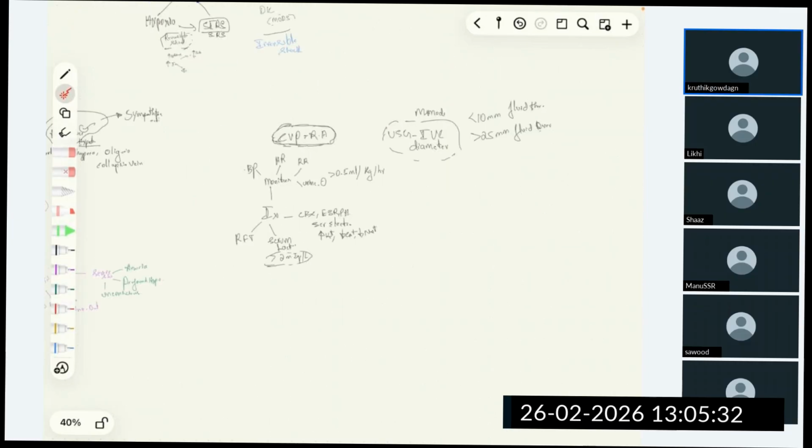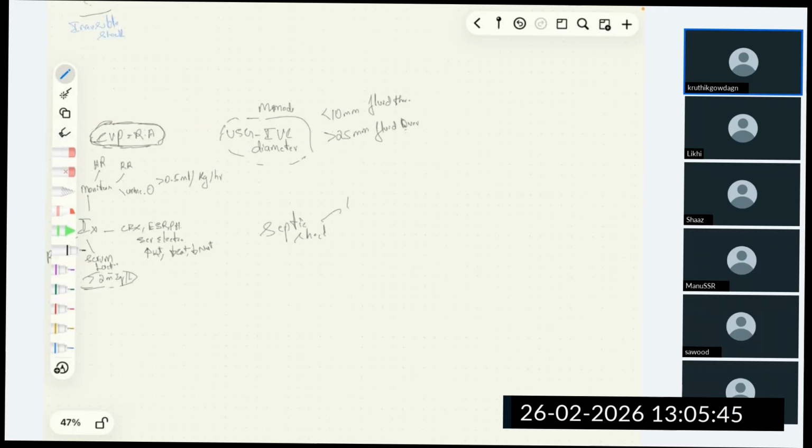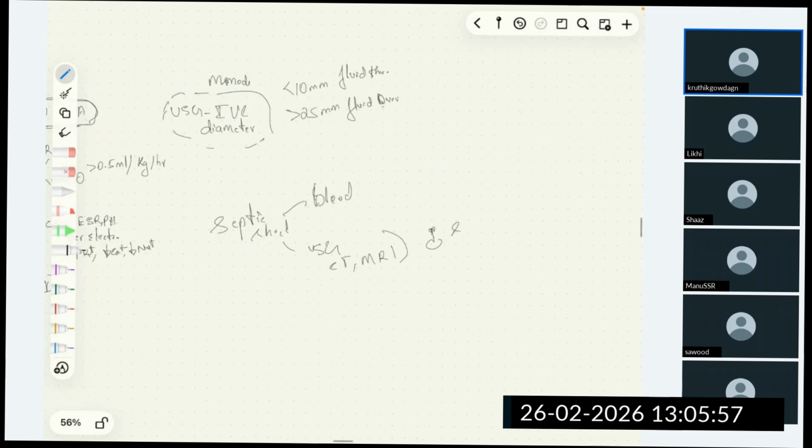In general, these are the commonly done investigations, and in hypovolemic shock this is also done. I will mention the additional investigations done in septic shock. It is quite intuitive. We'll send blood for culture and we'll do USG, CT, MRI to localize the septic focus. Blood culture and sensitivity. We can also do urine culture and sensitivity.